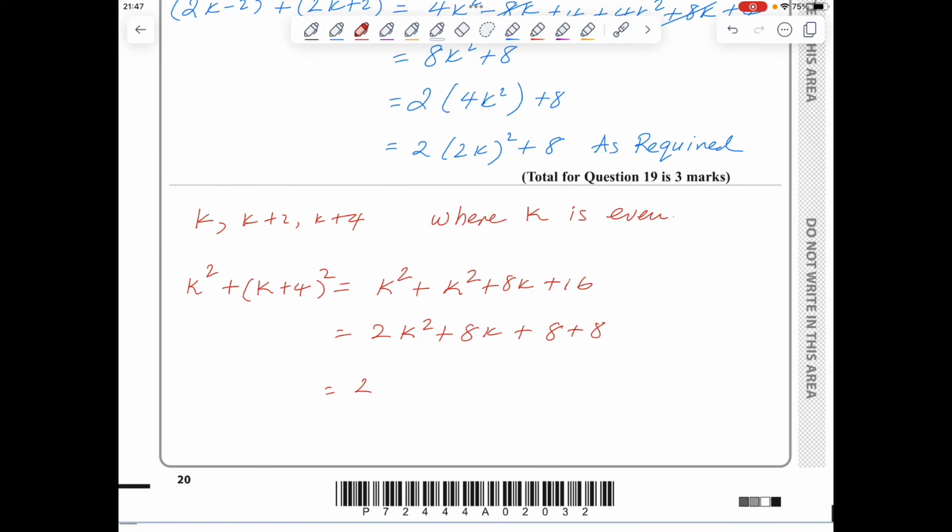Factorize the first three terms. So 2k squared plus 8k plus 8, plus 8, and finally factorize to get 2 times k plus 2 squared plus 8, which is 2 times the middle number squared plus 8 as required.